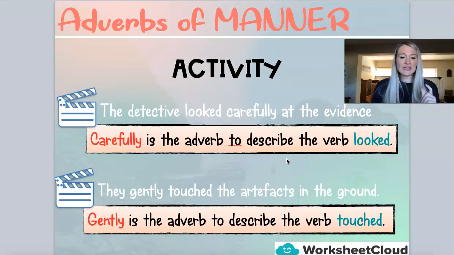So in the sentence, they gently touched the artifacts in the ground, the verb is touched. They touched. How did they touch these priceless artifacts? They touched them gently. Okay. Right, now that is adverbs of manner. So remember, an adverb of manner is a word that describes how that verb is being done. Okay, so it gives us a little bit more detail into the how.